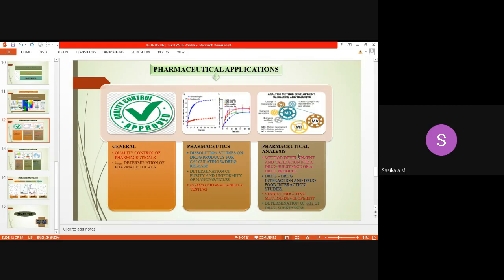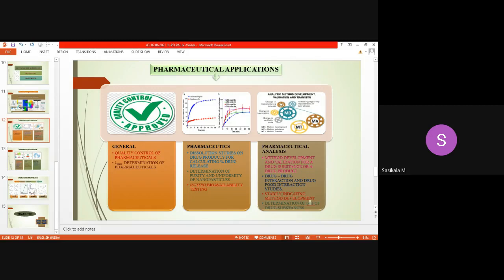When the quantitation method is not available, we can develop the method using the instrument and validate the method for any drug substance or drug product. Then we can monitor drug-drug interaction and drug-food interaction studies. Then we can develop a stability indicating method. Stability means how long the drug substance is stable.